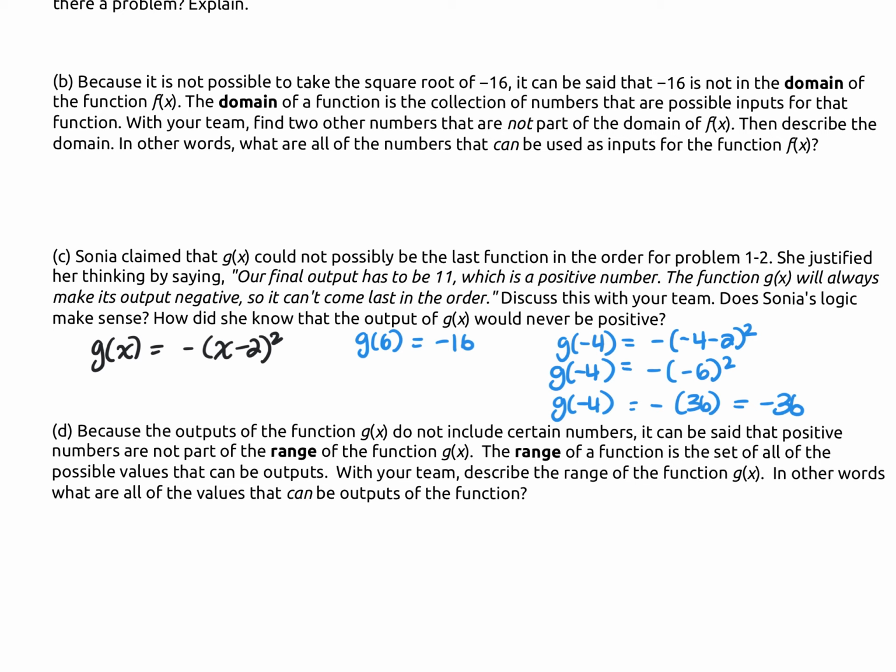Because the outputs of the function g of x do not include certain numbers, it can be said that the positive numbers are not part of the range of the function g of x. So range is now, the range of a function is the set of all possible values that can be outputs. So the range of g of x would be all numbers. We could even just say all negative numbers.